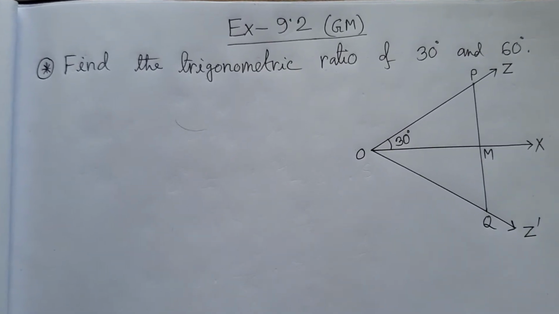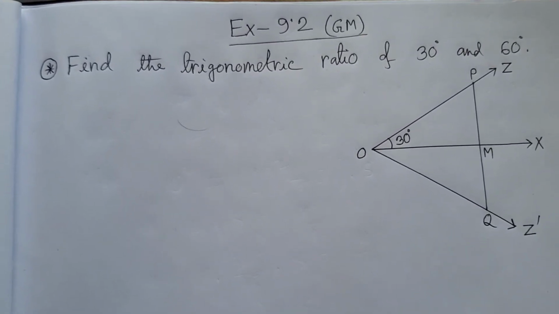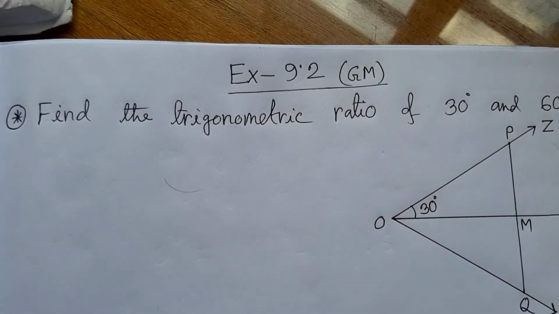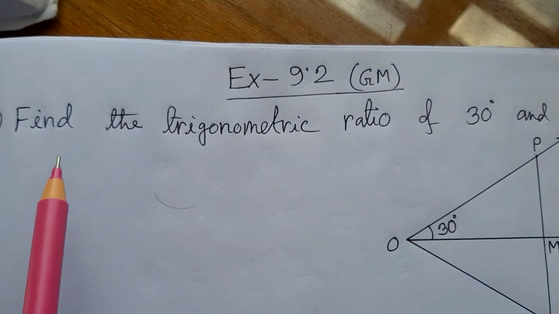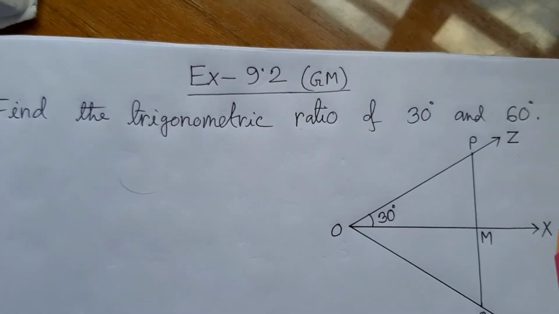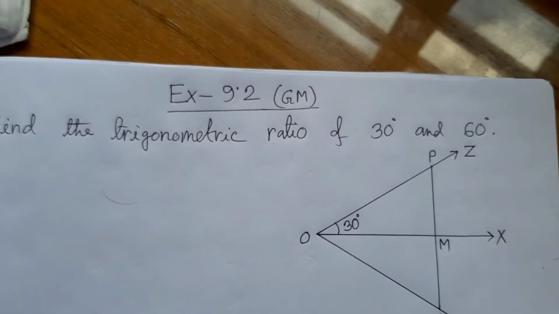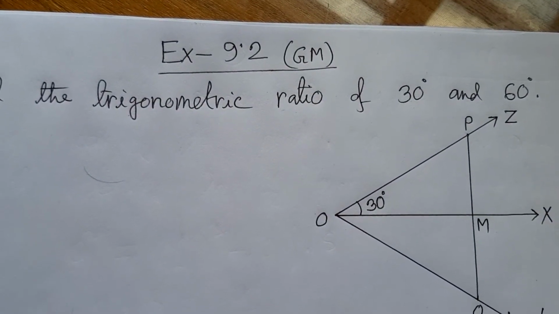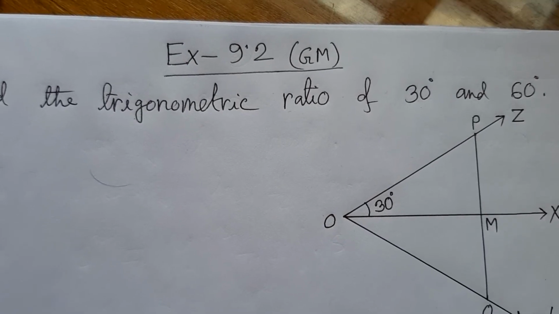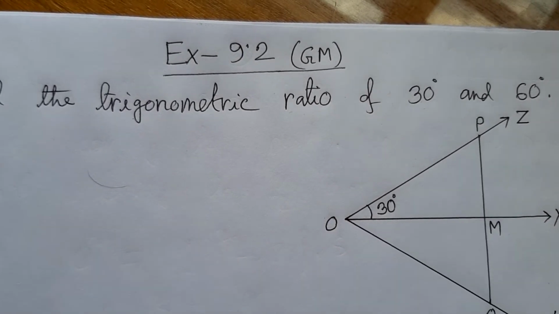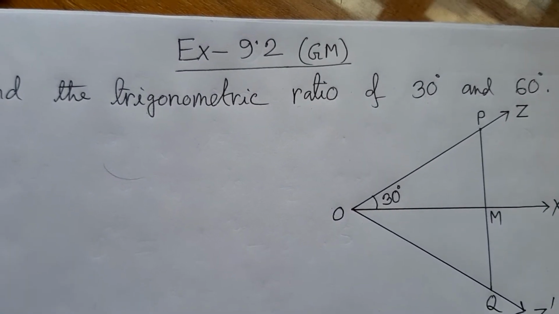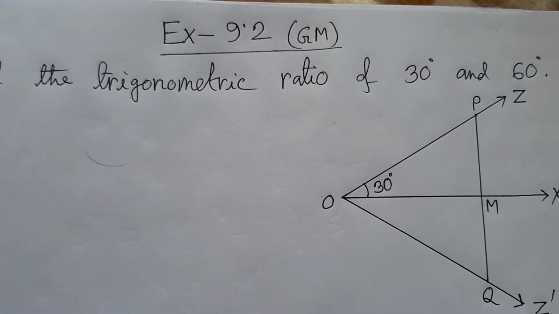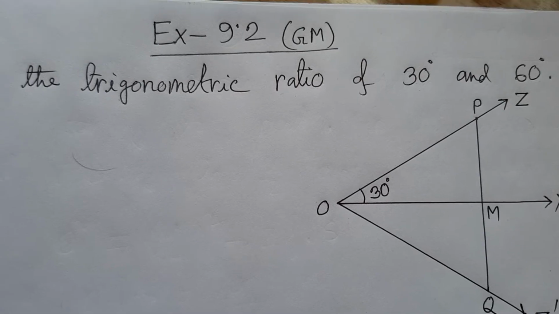Today, I will discuss exercise 9.2 of General Math. At first, I will discuss the question: find the trigonometric ratios of 30 degree and 60 degree. There are 6 trigonometric ratios: sine, cos, tan, cosec, sec, cot. First we will find the values of sin 30, cos 30, tan 30, cosec 30, sec 30, and cot 30. Then we will also find all 6 trigonometric ratios of the angle 60 degree.